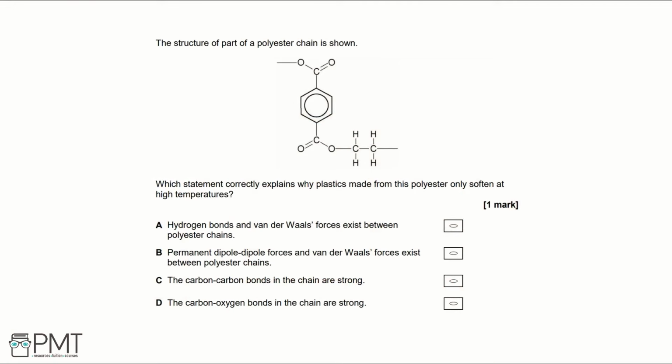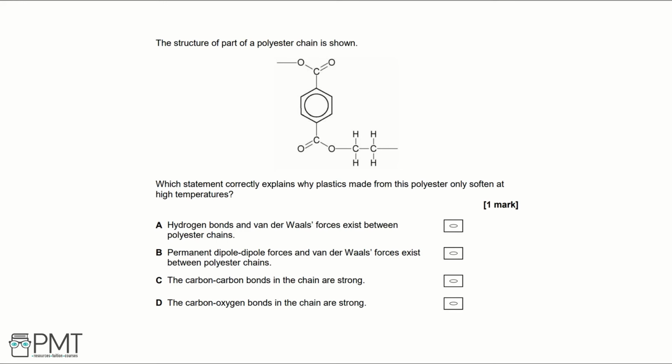The structure of part of a polyester chain is shown. Which statement correctly explains why plastics made from this polyester only soften at high temperatures? A. Hydrogen bonds and van der Waals forces exist between polyester chains. B. Permanent dipole-dipole forces and van der Waals forces exist between polyester chains. C. The carbon-carbon bonds in the chain are strong. Or D. The carbon-oxygen bonds in the chain are strong.